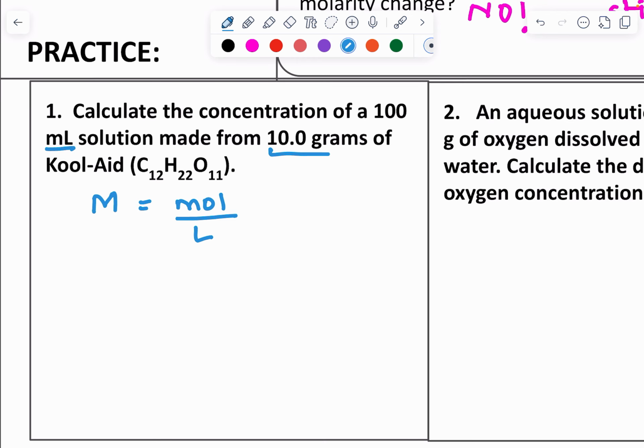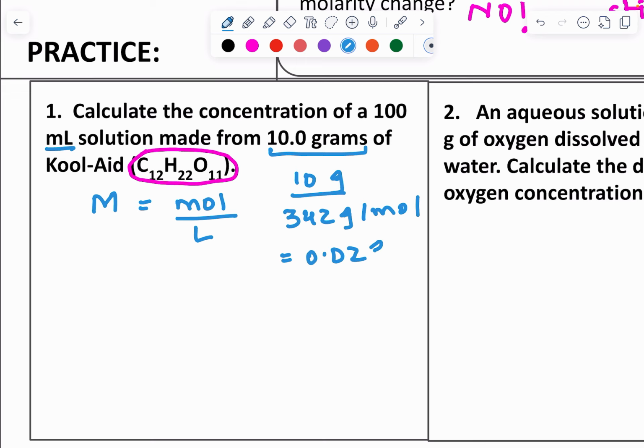So let's convert the 10 grams of Kool-Aid to moles. We need to figure out the molar mass. So go ahead and add the masses of 12 carbons, 22 hydrogens, and 11 oxygens. I believe you get something around 342. If I take 10 grams and divide that by 342 grams per mole, you end up with about 0.029 moles.